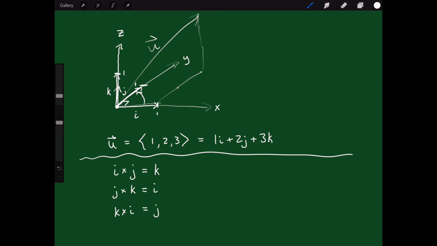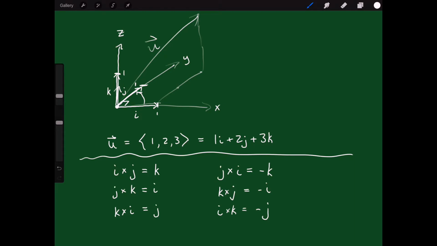Now, it seems like we've kind of done everything, but remember, if I flip the two around, I actually get the negative. So if I cross k with j, I do not get i, I get negative i. If I cross j with i, I do not get k, I get negative k. And if I cross i with k, I get negative j.